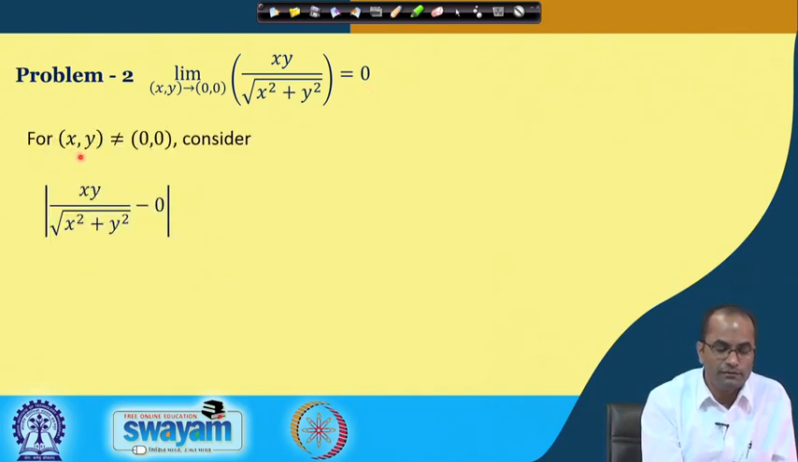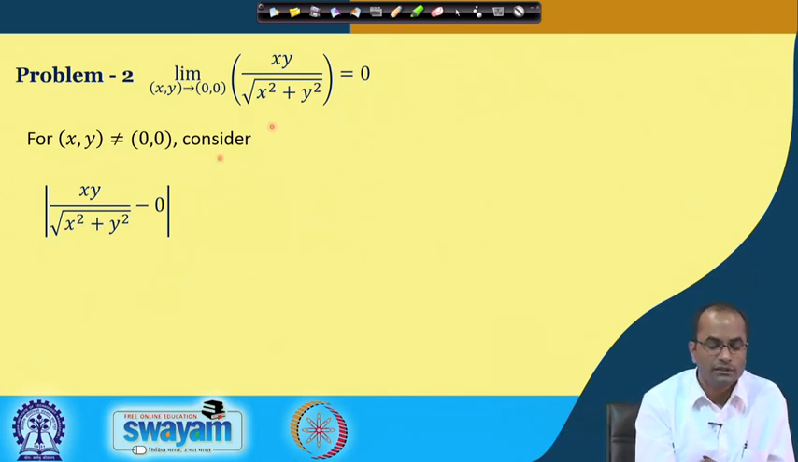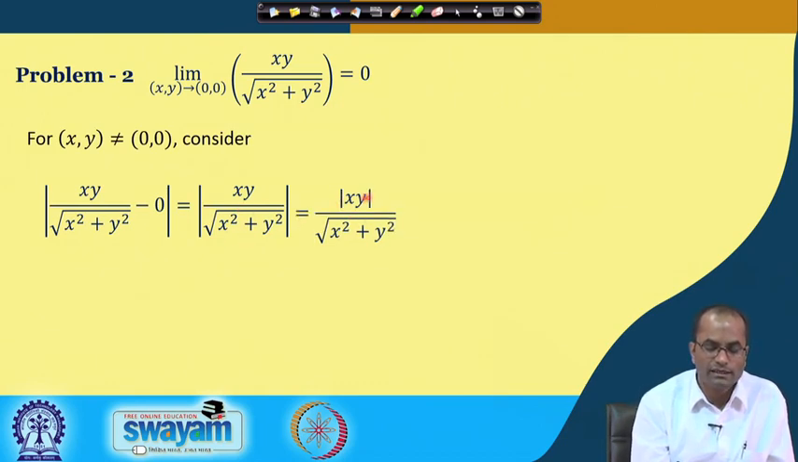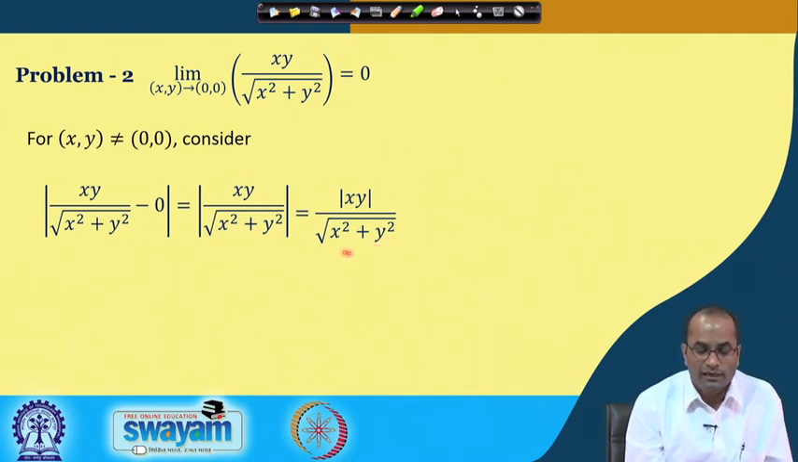So, we take this (x, y) not equal to (0, 0), and we consider again, as in the previous example, this difference between the function, which is xy over the square root of x square plus y square, and this limit here, 0. So this is equal to xy divided by the square root of x square plus y square, and now this is positive. So, we have basically the absolute value of xy divided by this square root of x square plus y square.